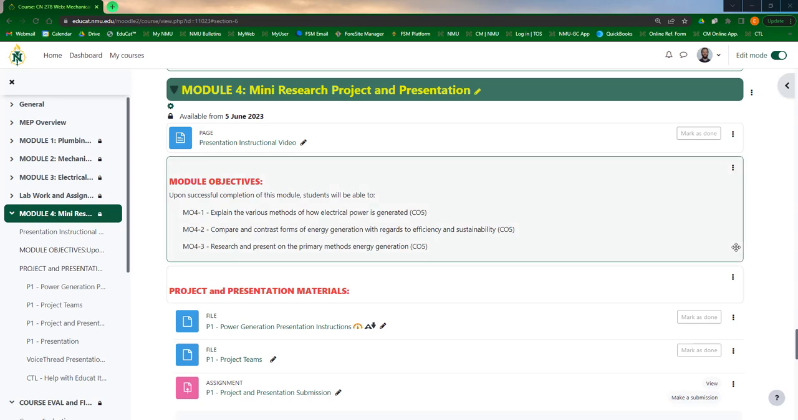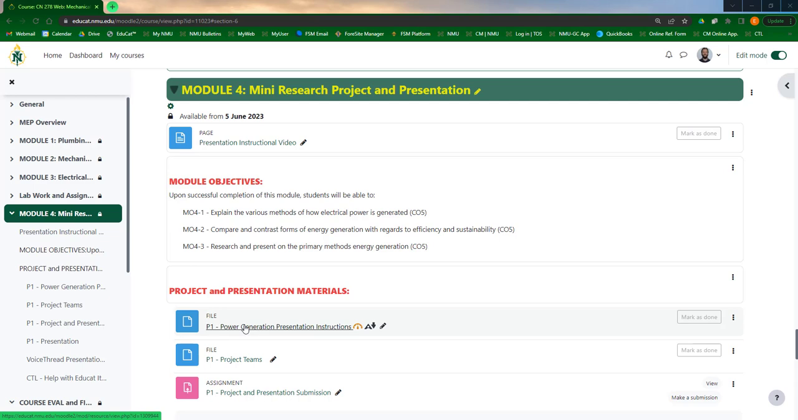All right, for Module 4, all we're going to be doing here is a mini research project and presentation. It is a group project, so make sure that right off the bat you take a look at both the instructions, which we'll walk through here briefly, and then the project teams. In your project teams, you'll be listed what your category is, which we'll go through in a second.